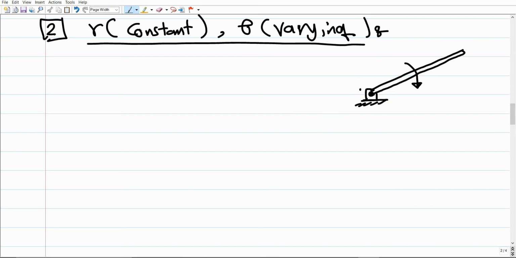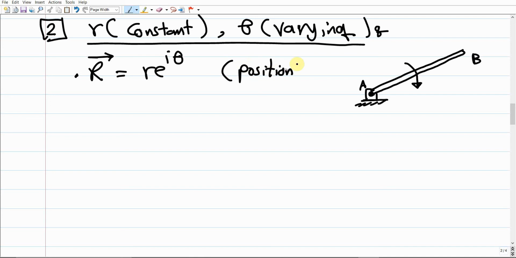Like here we have point A and point B. If we set up a position vector for this link, the position vector is going to be r vector equals r e^(i theta). How about the velocity vector v here? Here r is constant, so it stays constant. How about the e^(i theta)?